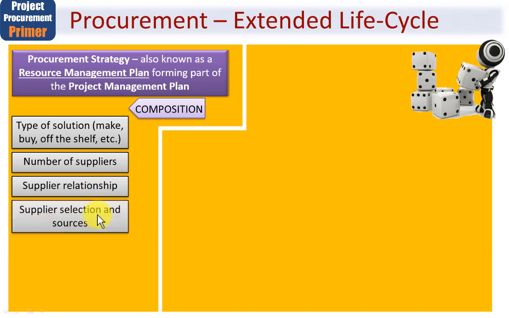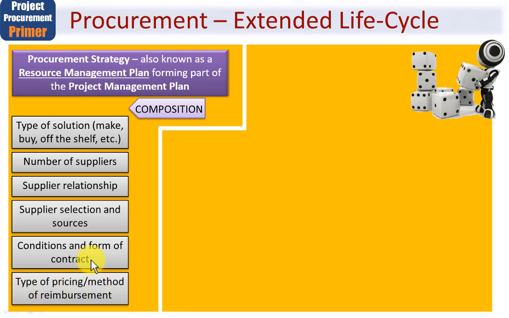Then, how are you going to go about the supplier selection and the sources used to help make that choice? You can well imagine that some of the selection criteria might be the stability of the company, its product support, and so on and so forth. The terms and conditions and the type or form of contract. Again, I'm going to introduce you to several different types of contract and their terms and conditions, if you will. And the final section, normally within the resource management plan with regards to procurement, is the type of pricing used and the method of reimbursement. Yes, there are several types of those as well, and I shall be covering them later.